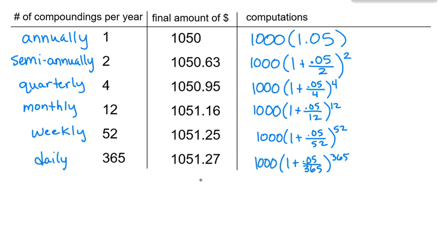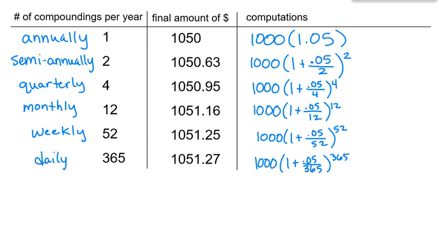Okay, maybe $1.27 is not a huge amount of money, but just for this example of investing $1,000, you can imagine what happens over time if your investments are larger, and also if you have more and more years at your disposal, the compounding really does help the money grow.